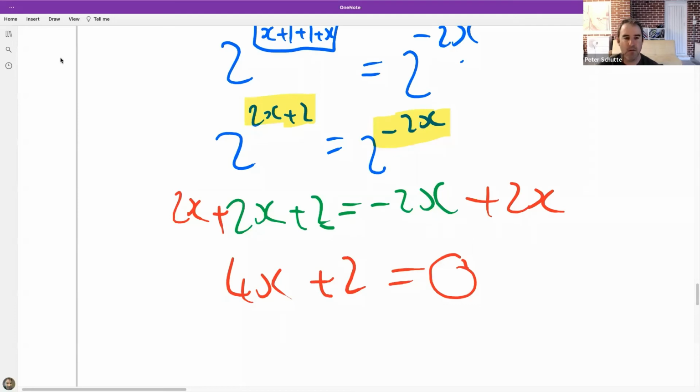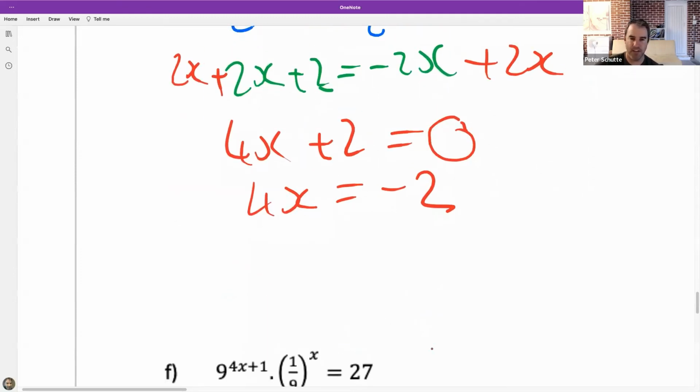I was going to say you say 4x and then you take the 2 to the other side, but when you take it to the other side, it's equal to negative 2 instead. Perfect. Well done, Subi. And what's the last step after that?